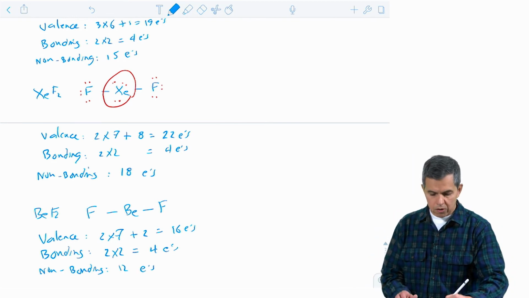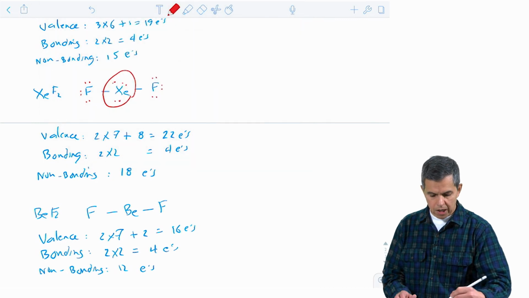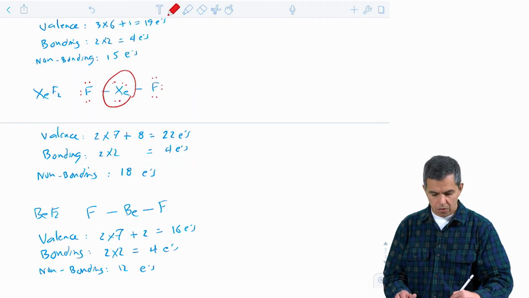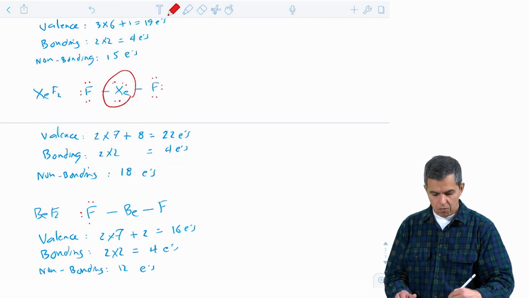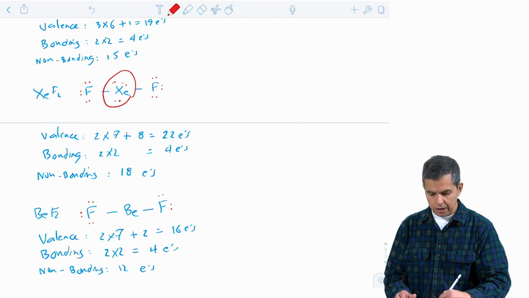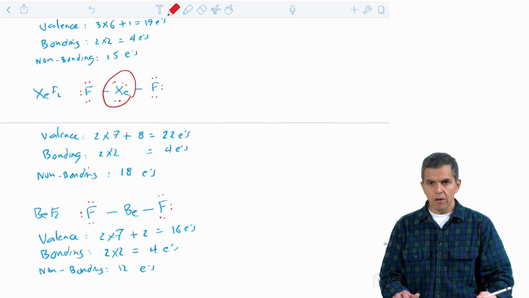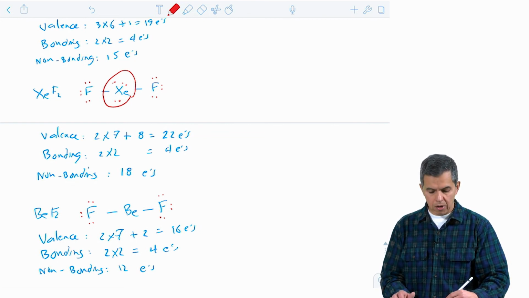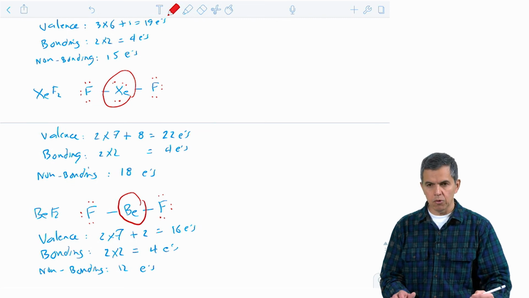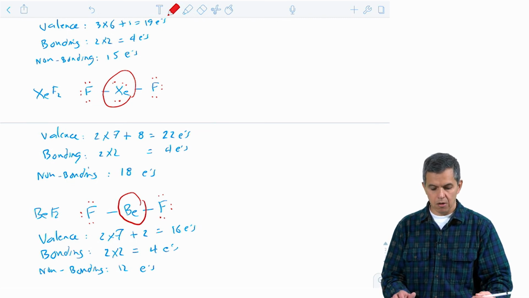Let's place those electrons, starting with the most electronegative atom, or atoms. We place 6 electrons on each fluorine atom, so that's 12. There are no electrons left for beryllium, so the exception here is going to be because of beryllium, which has an electron deficient configuration.